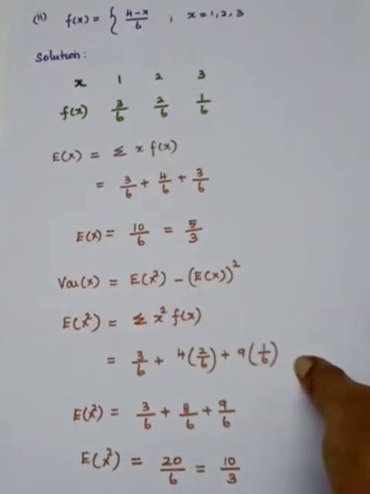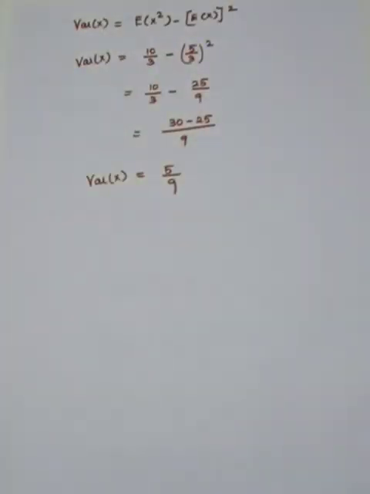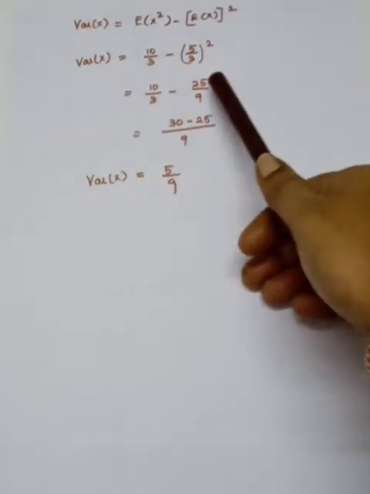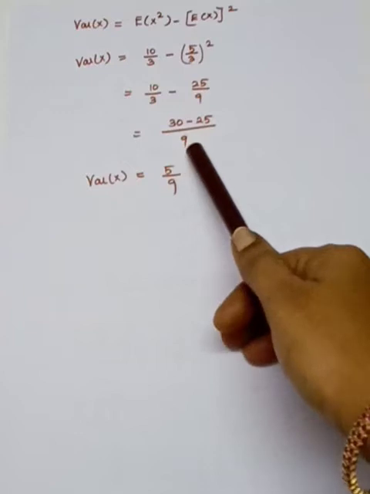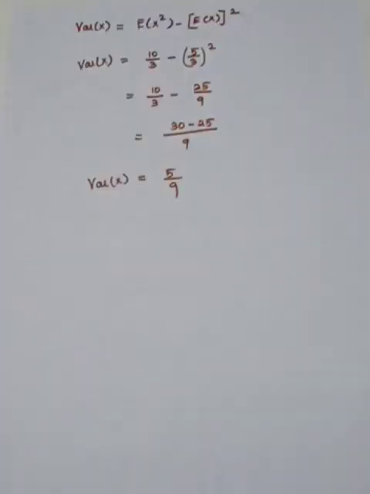So you have to substitute in the variance formula. So variance of x is equal to E of x squared, 10 by 3, minus E of x, 5 by 3, the whole square, that is 25 by 9. So the LCM is 9. So it will become 30 minus 25. So the variance of x is equal to 5 by 9.